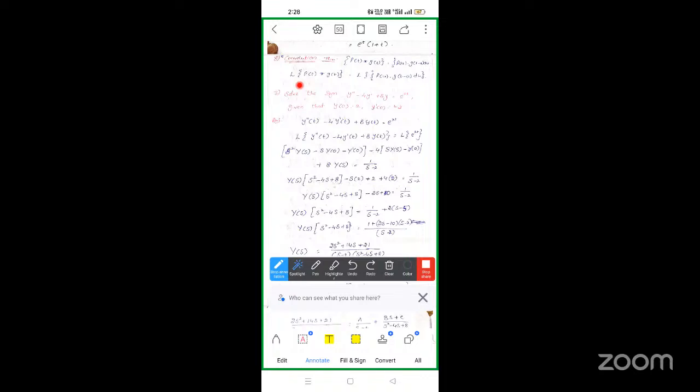So L of f of t star g of t is equal to L of the integration from 0 to t of f of u into g of t minus u du. So this is the convolution theorem condition. If the two functions f, g are continuous functions on capital I, then L of f of t star g of t is equal to L of the integration from 0 to t of f of u into g of t minus u du. So this is the condition for the convolution theorem.